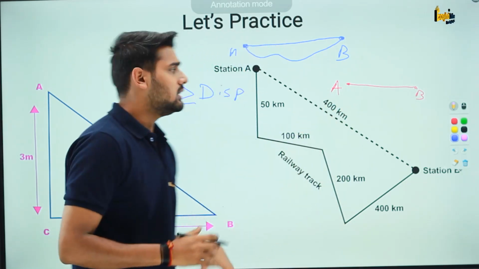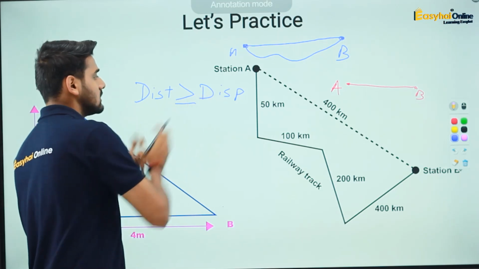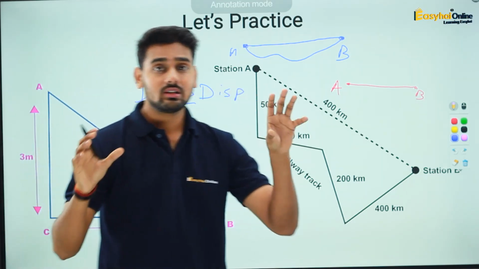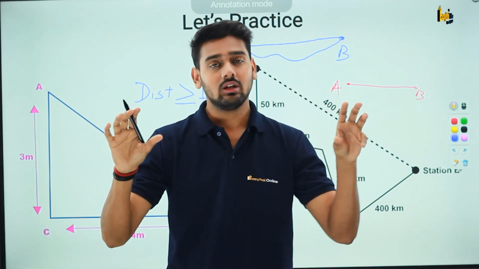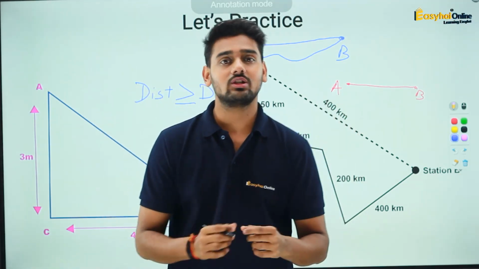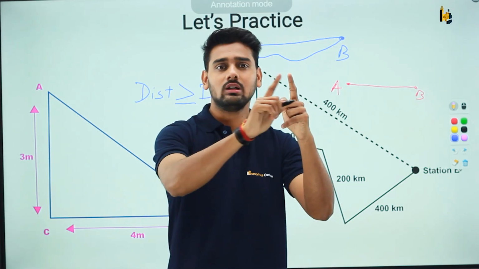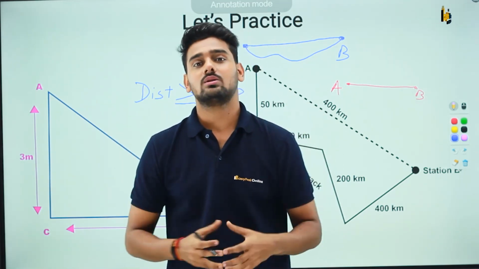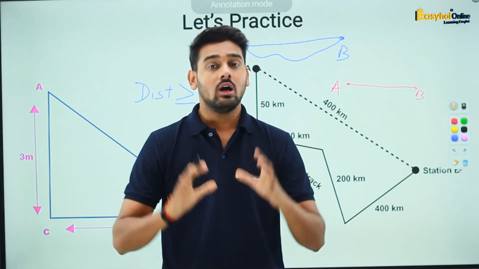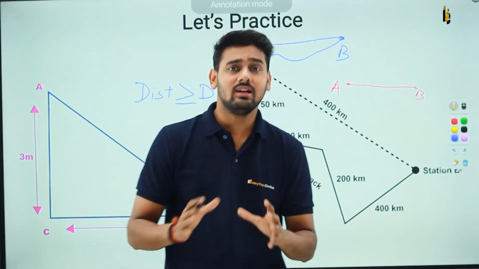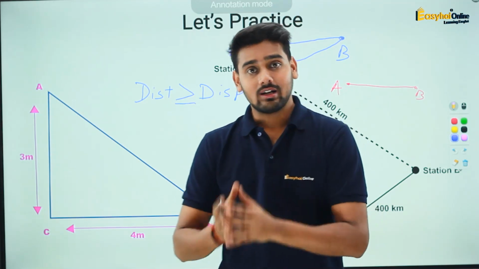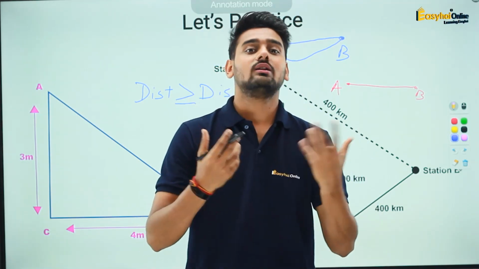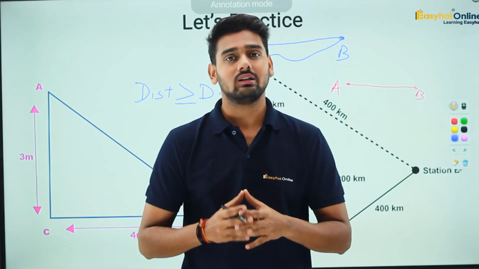So here I can simply say that the distance is greater than or equal to displacement, but remember, whenever distance and displacement are equal to each other, that is the situation in which the object is moving in a straight line. So in a straight line, the distance and displacement are going to be equal to each other. Apart from that, in any other case, the distance and displacement are going to be different, and specifically the distance is going to be larger than the displacement.